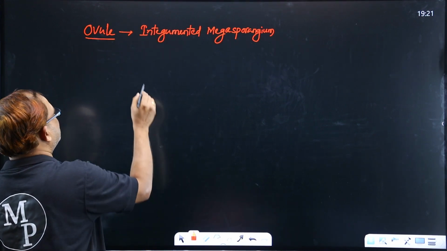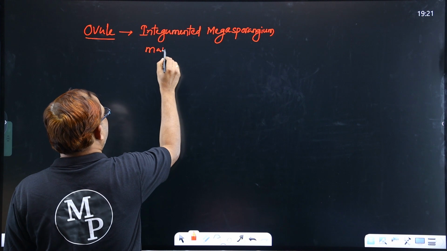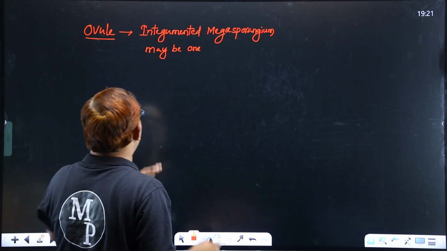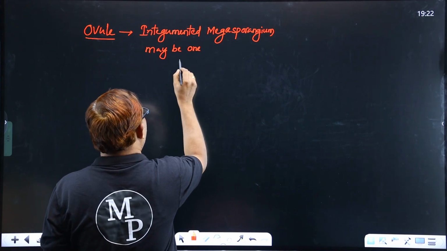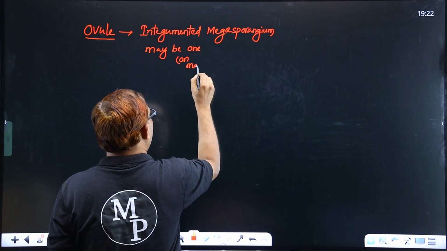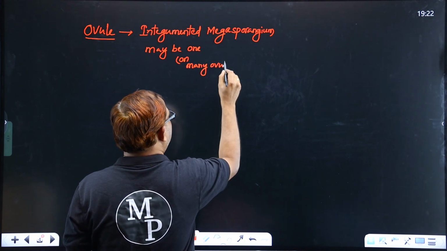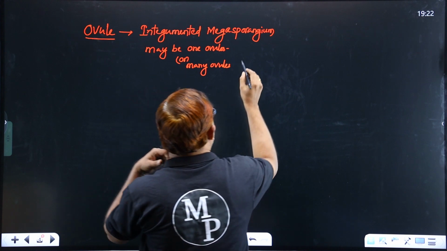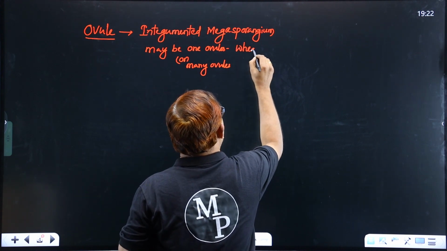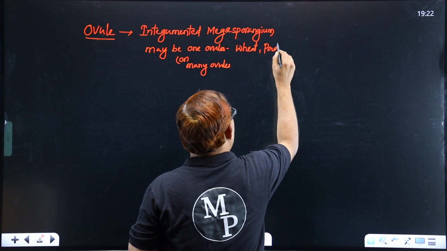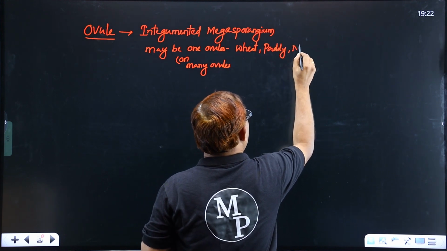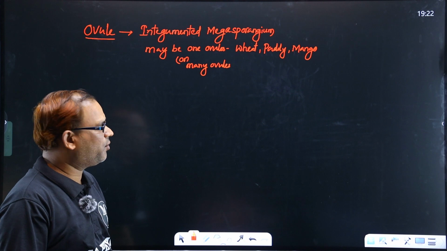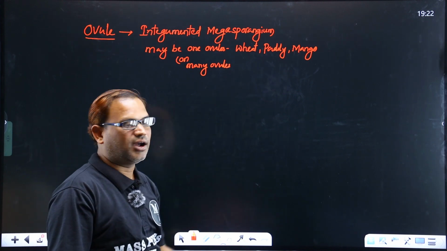Now these ovules may be single, one within the ovary, or many ovules may also be present inside the ovary. One ovule, the best example is wheat. Then paddy. And one more is mango, Mangifera indica. Wheat, paddy and mango.